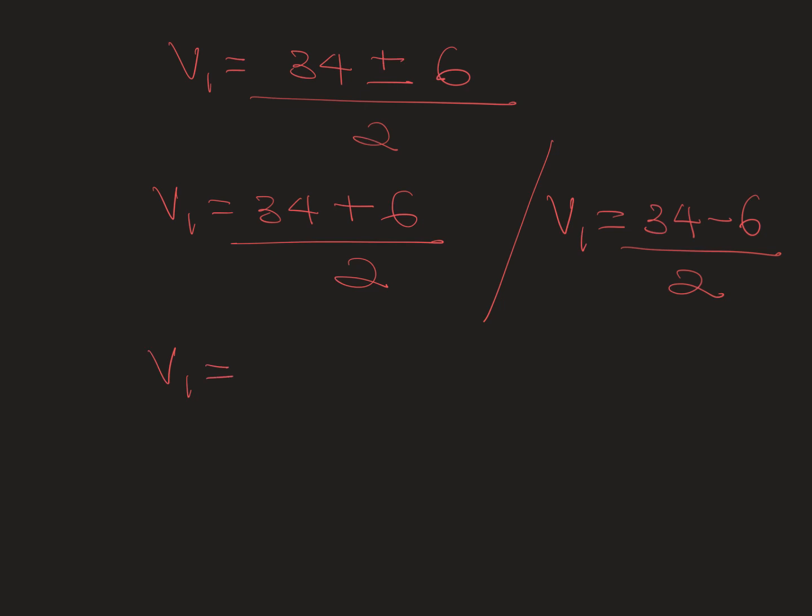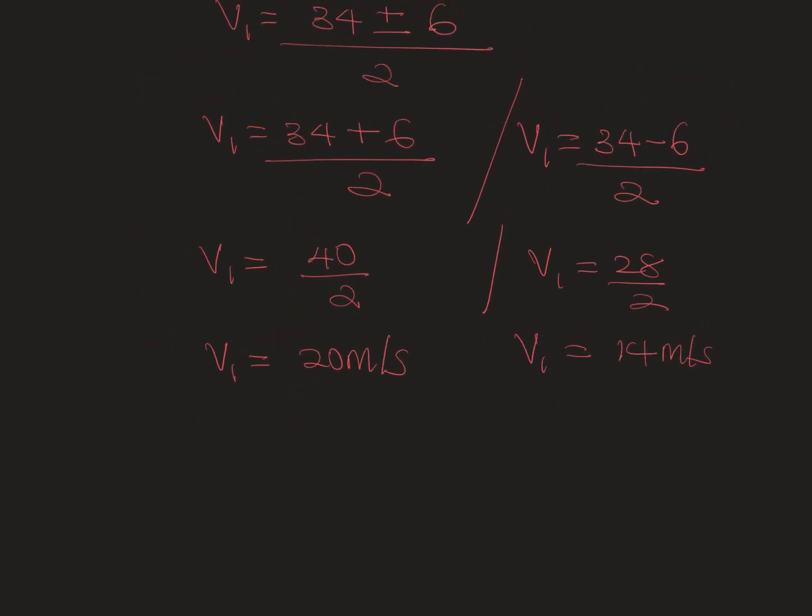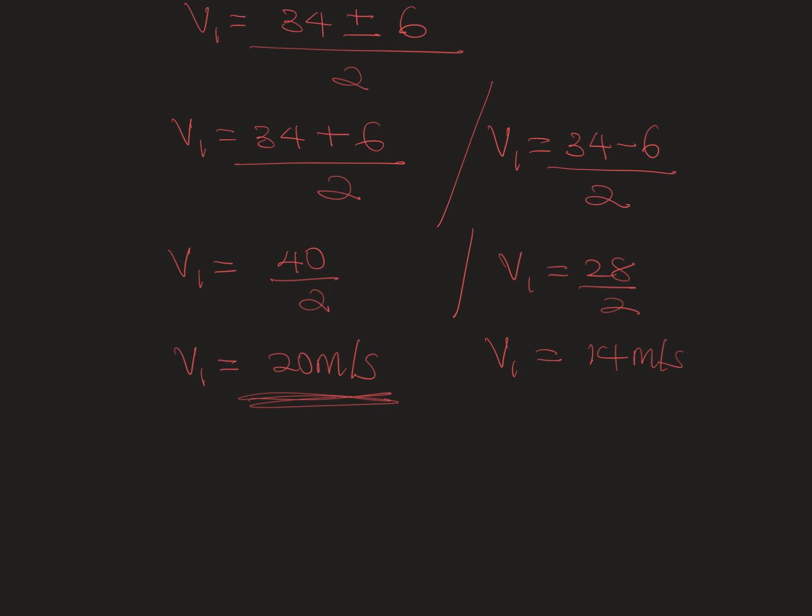So V1 will be 34 plus 6, that is 40 divided by 2. Then we'll have V1 is equal to 20 meters per second. In the other way, 34 minus 6 is 28. So V1 will be 28 divided by 2, which is 14. So we'll have 14 meters per second. That is V1. So the two possible values for V1 are 20 meters per second or 14 meters per second.